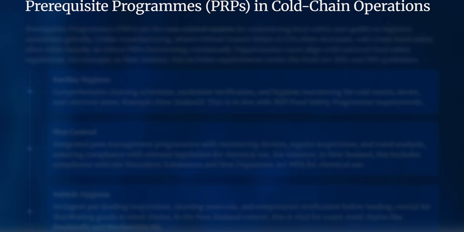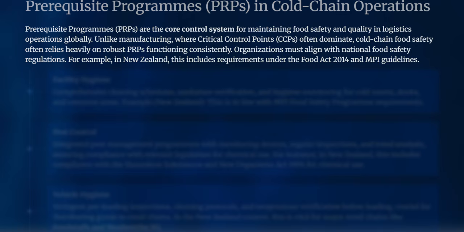Now let's have a look at prerequisite programs, or PRPs, in cold chain operations. PRPs, or prerequisite programs, are the core control system for maintaining food safety and quality in logistics operations globally. So unlike manufacturing, where critical control points (CCPs) often dominate, in cold chain, food safety often relies heavily on robust PRPs functioning consistently. So we need to keep this in mind.